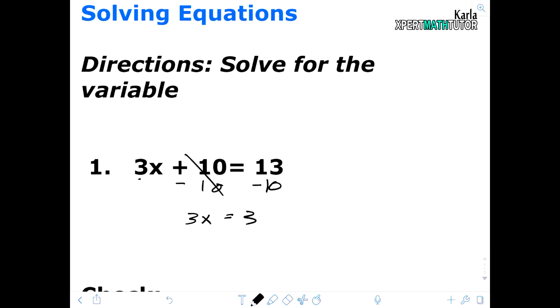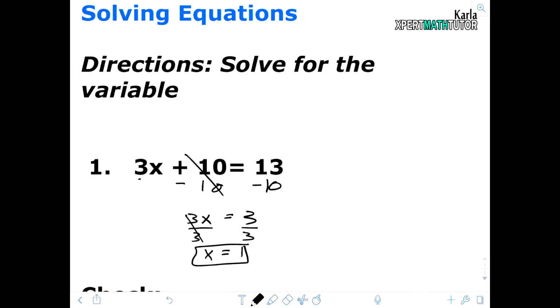Now x is being multiplied by 3. So to undo that operation of multiplication, we're going to divide. If I divide 3x divided by 3, I must also divide the 3 by 3 to balance out the equation. So 3x divided by 3, the 3's cancel, we get x, and 3 divided by 3 is 1. So x equals 1.